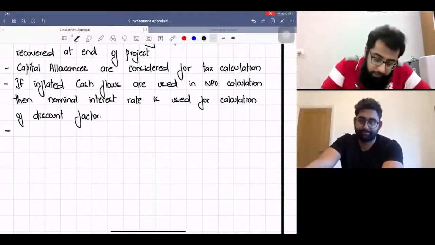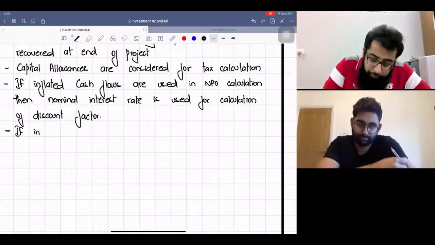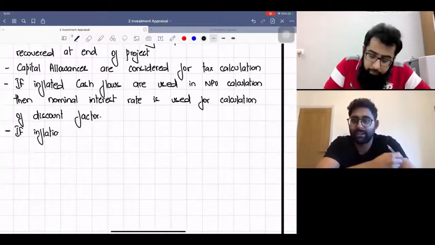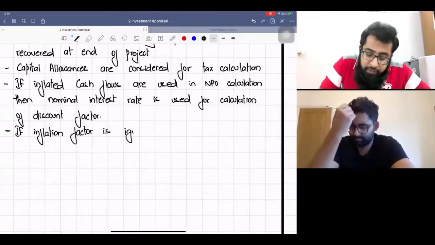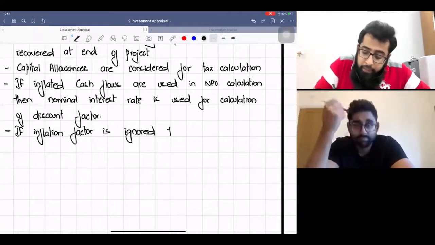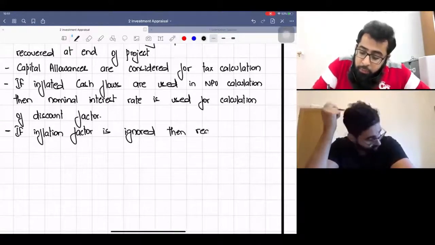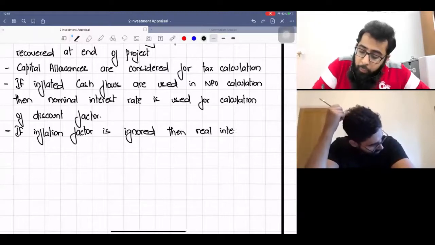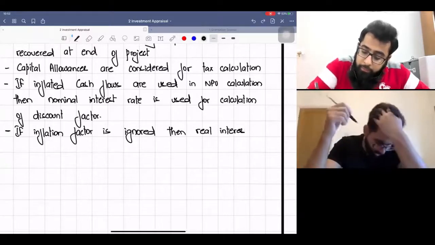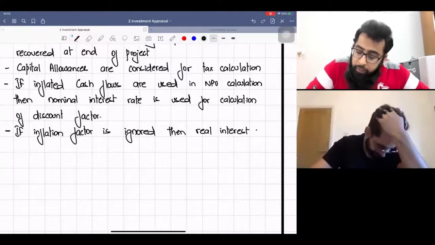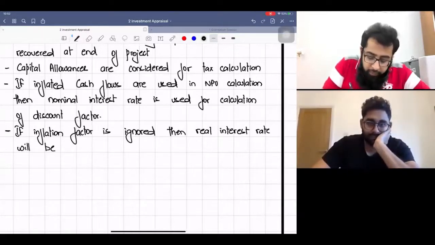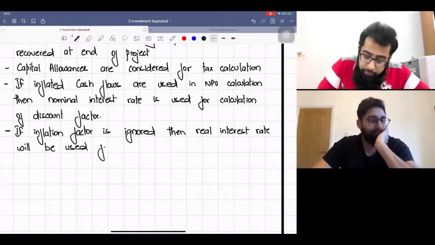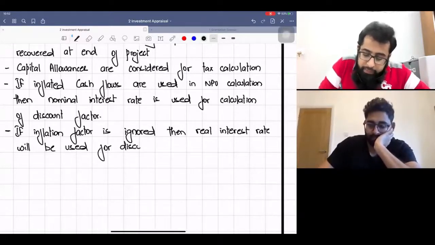If the inflation factor is ignored, and this will be stated, then the real interest rate will be used for discount factor calculation.